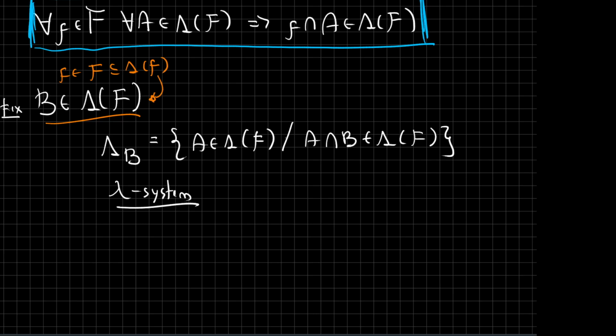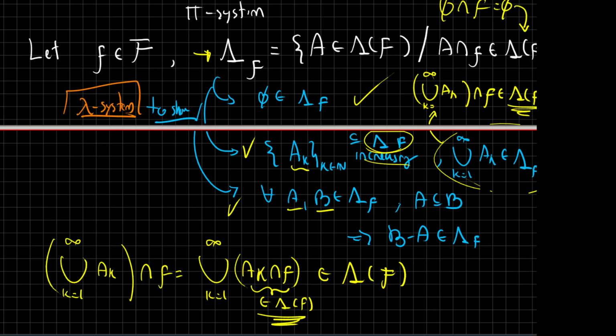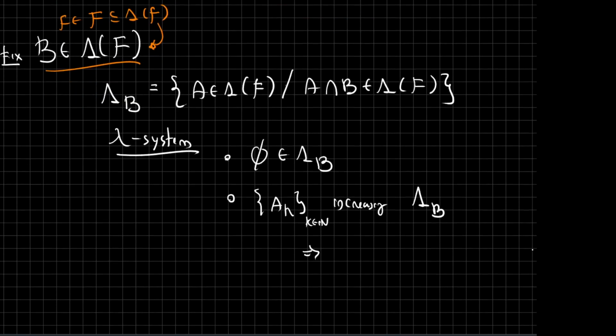And how do we do this? Well, the steps are the same as before, so we will go by definition. Here, it is clear that the empty set is inside this because the empty set intersected with anything is the empty set, and the empty set is here, so the empty set holds. Then the second property, for increasing families, let's say that this is an increasing countable family inside this, then we will show that the union of every A_k is inside this.